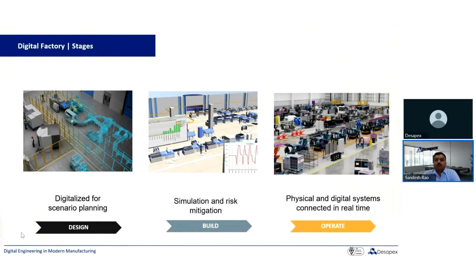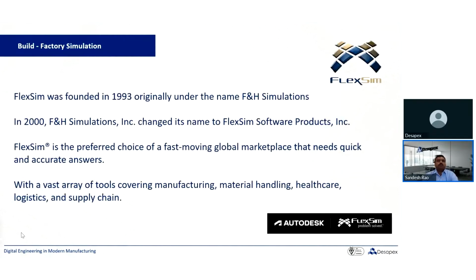And the next step would be operation, where it is a combination of physical and digital systems connected in real time. When it comes to build, the simulation and risk mitigation, we have looked at multiple options and we have identified that factory simulation could be done in a very good way. The best possible solution that we could find is one of the tools called FlexSim.